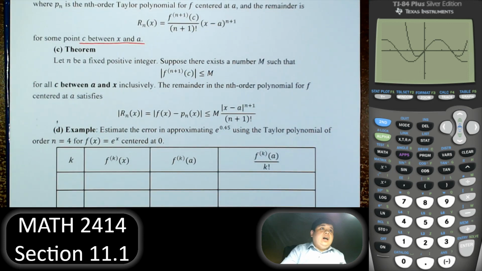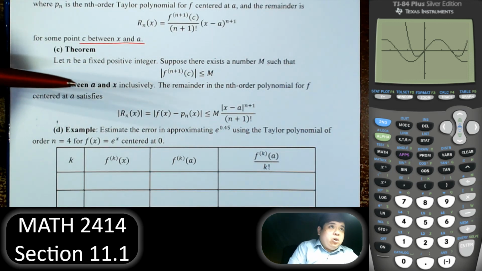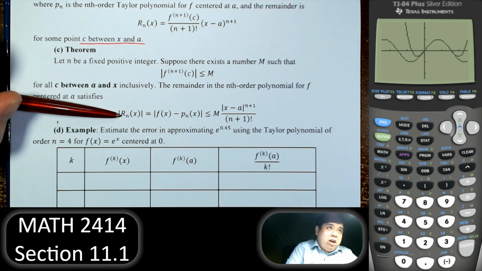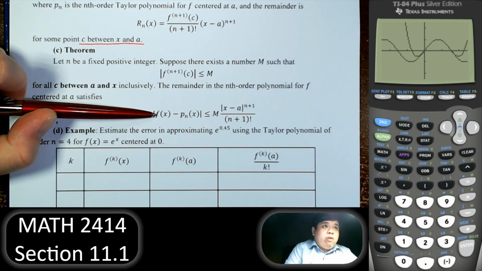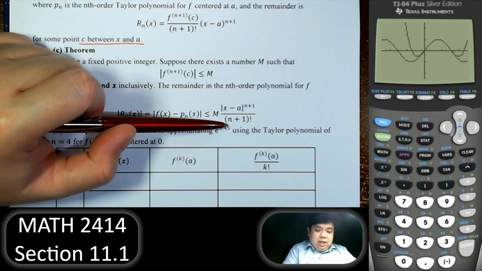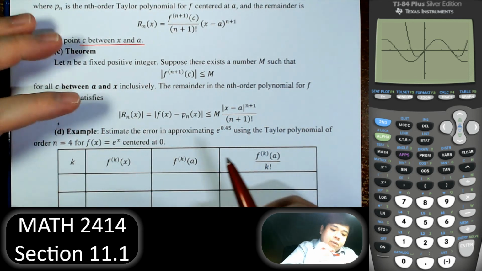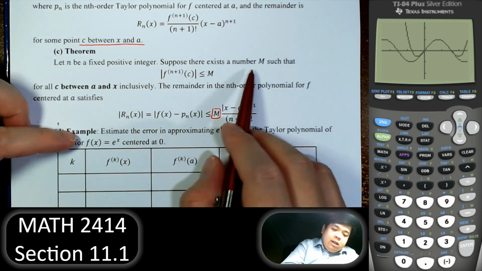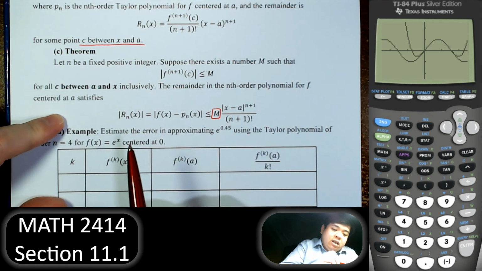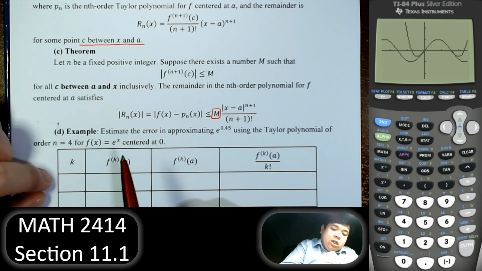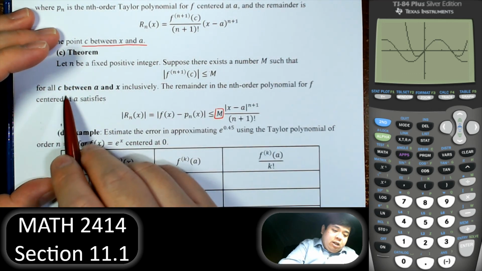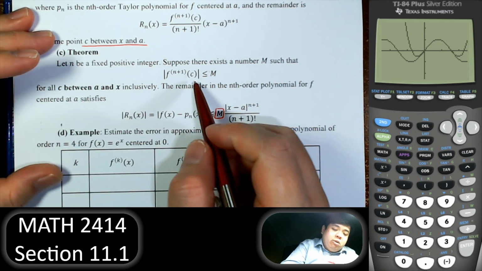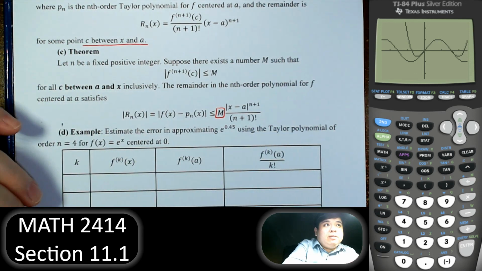Right. Now we also have this term, the worst case scenario. The worst case scenario, the absolute error, or the absolute value of the remainder, the difference between the actual value and the approximation, is no more than this. So where M is this, M such that c is between a and x inclusively. So M is the maximum value of the function from a to x.